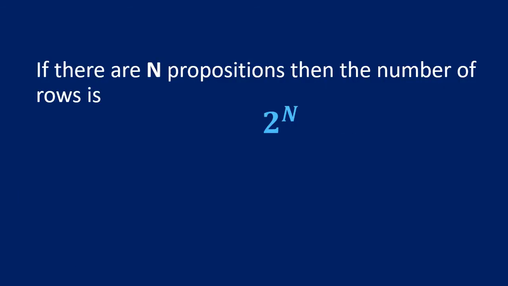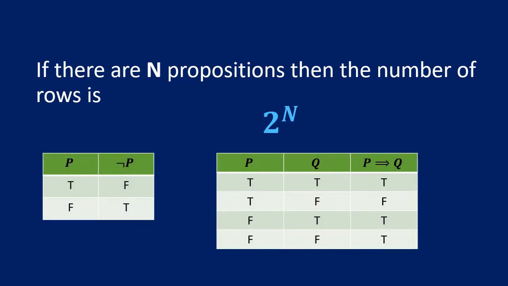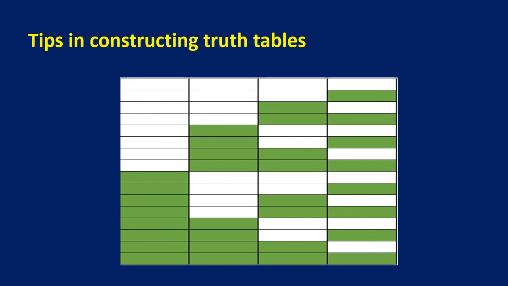Take note that if you have n propositions, the number of rows would be 2 raised to n. For example, diba, here, you have only one proposition, right? So that's why the number of rows is 2 raised to 1. Here you have two propositions, P and Q. So that's why the number of rows is 2 raised to 2. So if you have three propositions and you are combining them using connectives, how many rows would you expect? You will get 2 raised to 3 or 8 rows. Okay? So this is a tip in constructing the table.